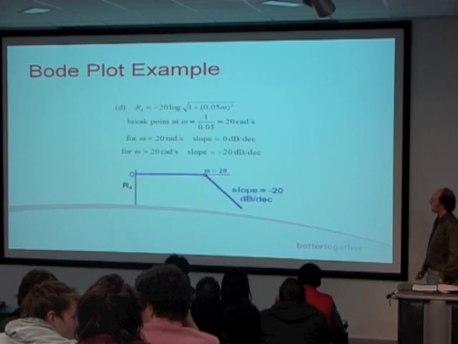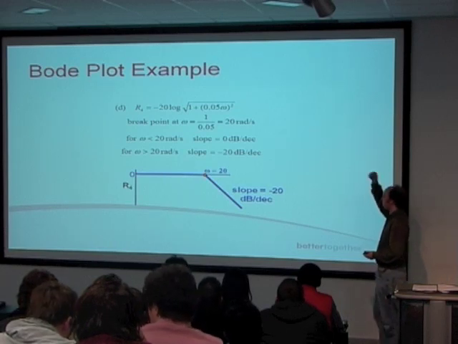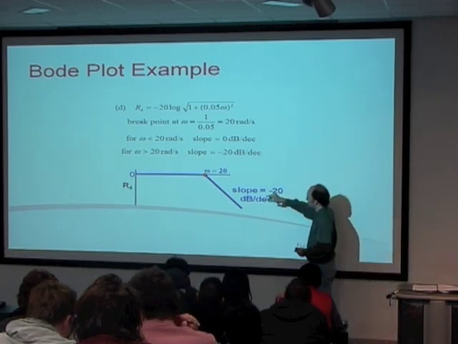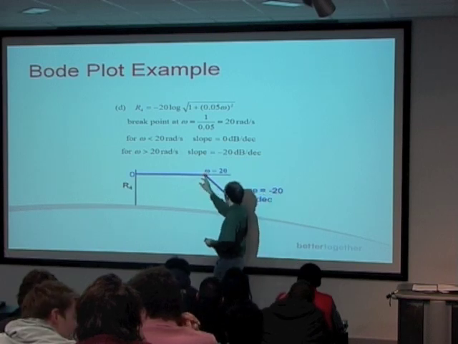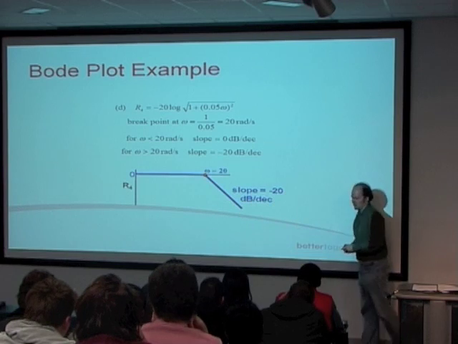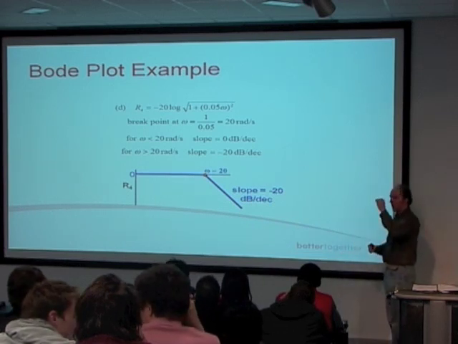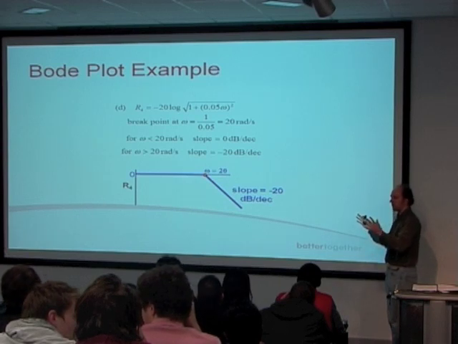And then you can do the same thing with that second first-order lag. The breakpoint is at 20 radians per second, 1 over 0.05. Before 20, the slope is 0, and after 20, we get minus 20 dB per decade.